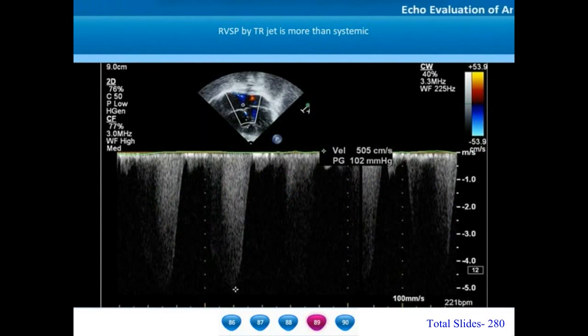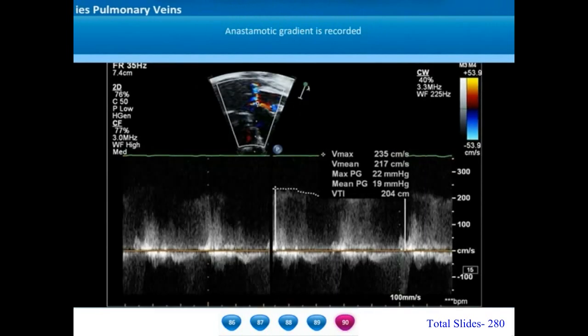When we interrogate the tricuspid regurgitation jet for assessing the right ventricular systolic pressure, we find that the pulmonary arterial hypertension is very severe. When the gradient across the anastomosis is recorded, we find that there is a mean pulmonary venous gradient of 19 millimeters of mercury, which is quite substantial.